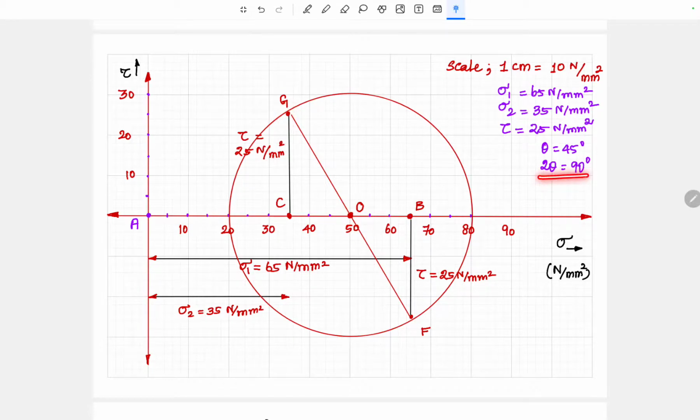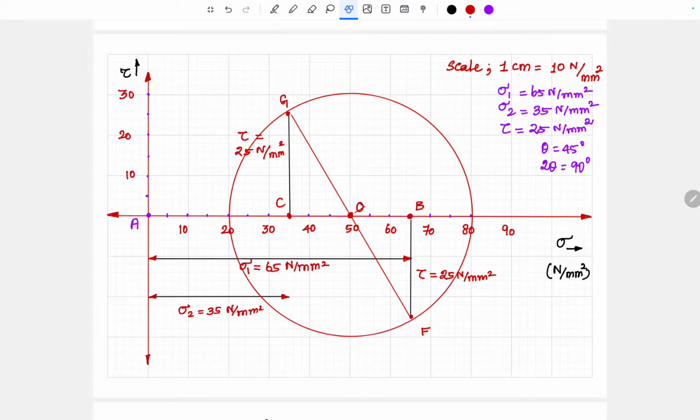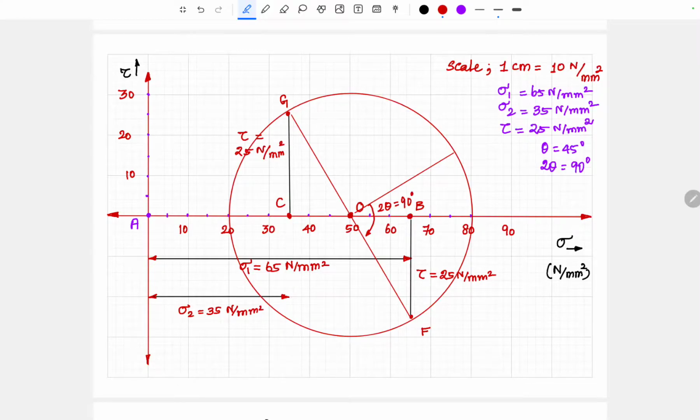Next thing, we have to mark the 2 theta angle to mark the point E. So from the line GF and O as a center, we need to take the 2 theta value 90 degree, and we need to draw the line for 90 degree. That line intersects with the circle. That point is known as E. So let me draw the line. So here from O, there is a line I have drawn which is 2 theta 90 degree. The intersecting point with the circle is E.